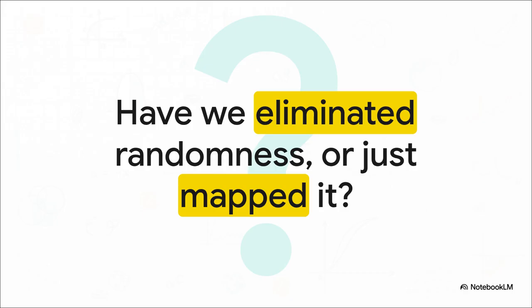So this leaves us with a really fascinating paradox to close on. Given the absolute precision of the math we've explored today, where these functions elegantly encode every possible statistical moment, have we truly eliminated randomness from the universe? Or have we just built the perfect mathematical cage to map its boundaries? Think about that next time you flip a coin.